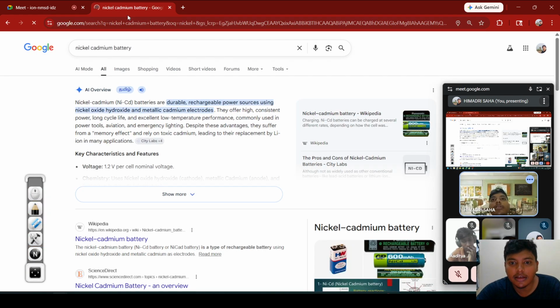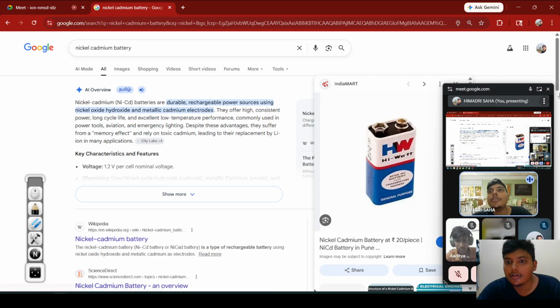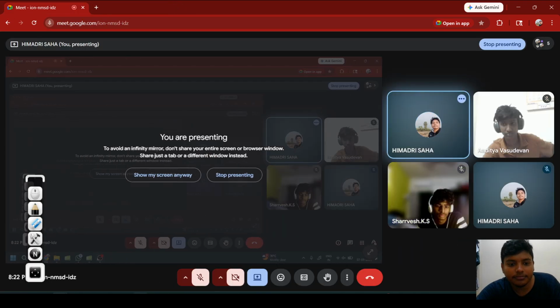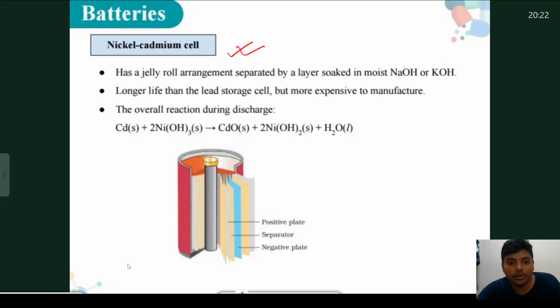Have you seen this? Yes, sir. This is a nickel cadmium battery. You can recharge it. It is a 2 volt battery. Understood? So this is the nickel cadmium battery. What do you have to use here? In the overall reaction, cadmium is there, and cadmium becomes cadmium oxide.